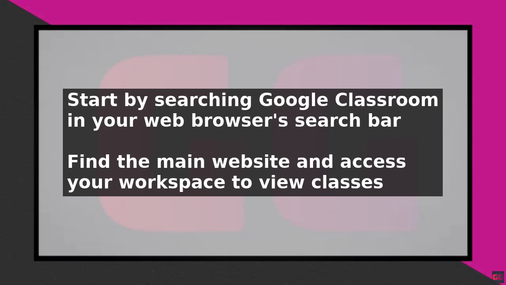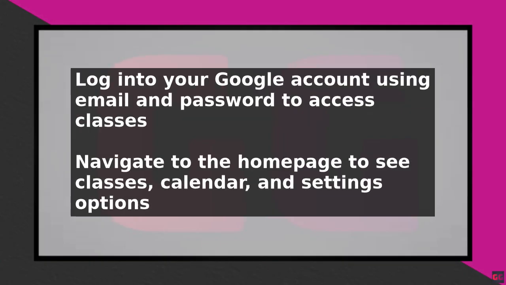To begin backing up Google Classroom data, start by typing Google Classroom into your web browser's search bar. This will bring up two main options: the Classroom Management Tools and Resources, and the main website. Underneath the main website, you will find your workspace where you can access your classes.